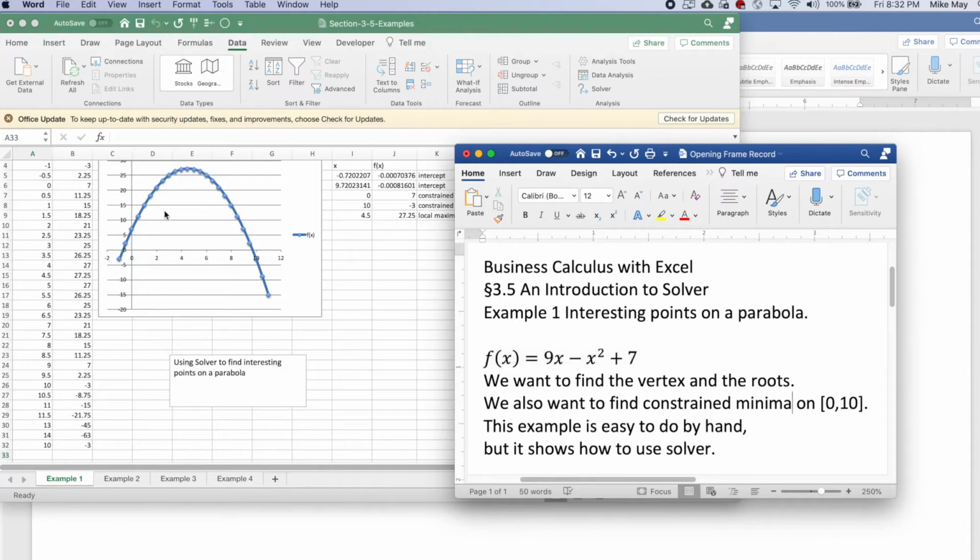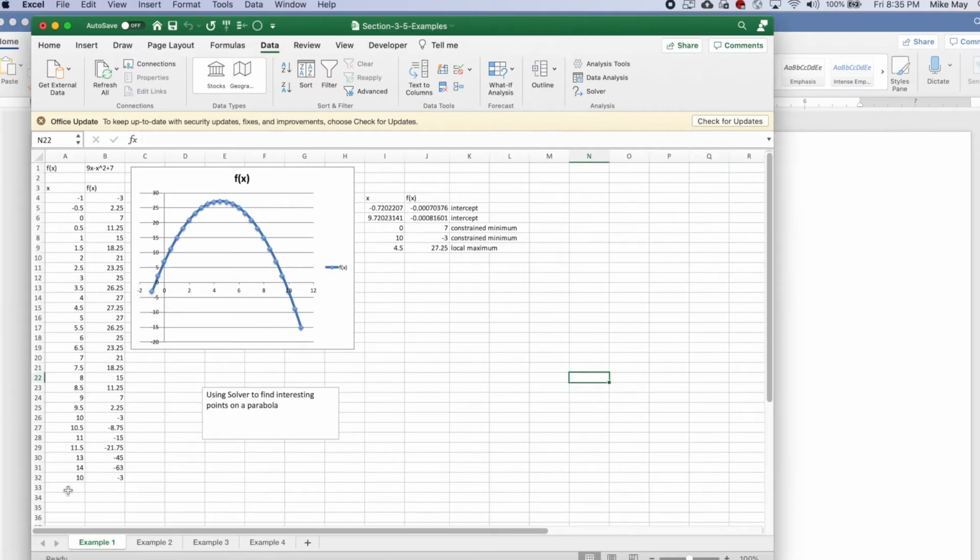Interesting points could include the vertex, the places where it's equal to 0, and if I have an interval, the minima with the added restriction that I have to stay between 0 and 10. So I'd like to find a variety of values.